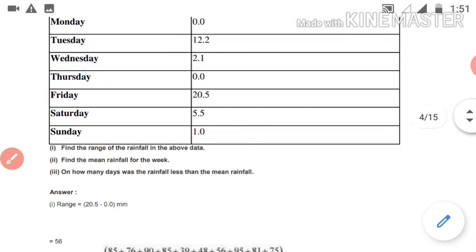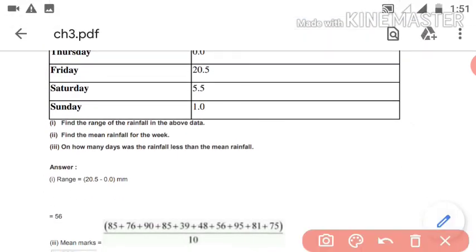Now what we have to find? Find the range of the rainfall in the above data. So what we have to find? Range. We know the range formula, highest minus least, isn't it? Now second, find the mean rainfall of the week. Mean means what? Sum of all the values divided by number of the values. And third one, on how many days was the rainfall less than the mean value. So you have to compare with the mean value and you have to see how many days it was less than the mean value. Okay, answer number 1, range equal to highest minus lowest.